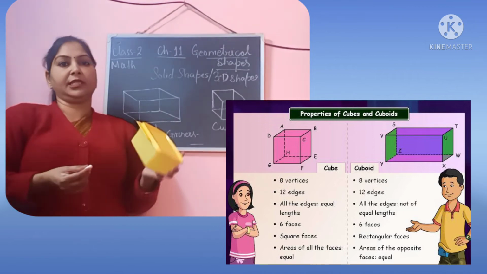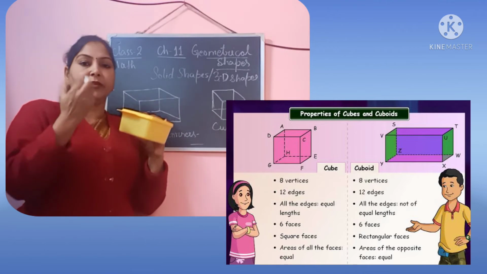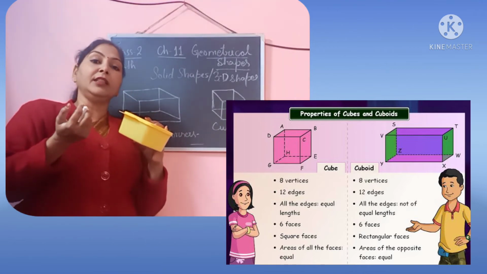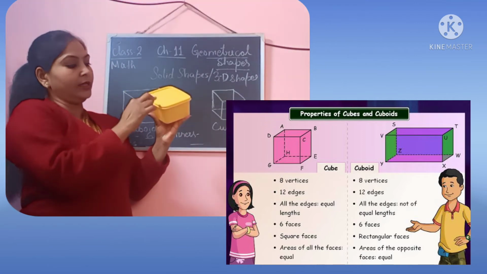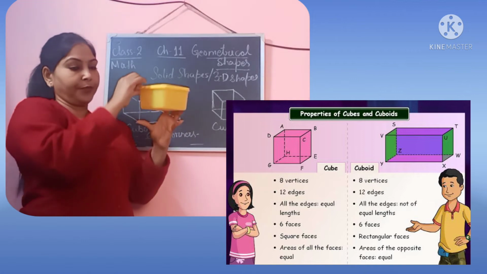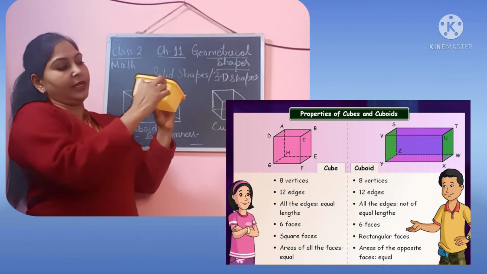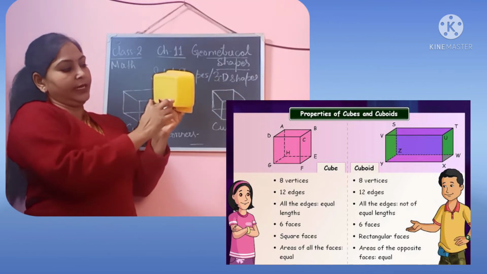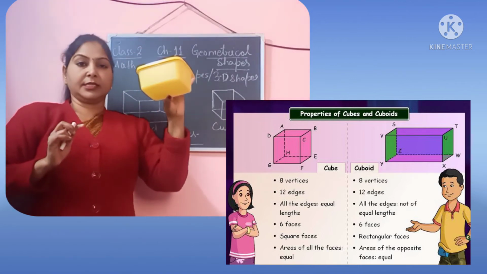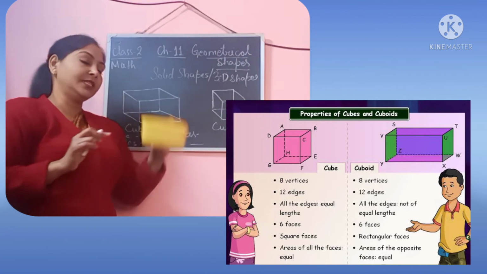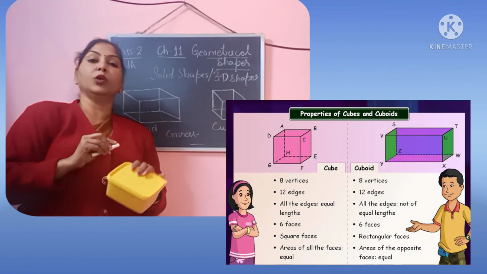Then we come to the sides. How many sides does a cuboid have? In a rectangle how many sides are there? In a rectangle there are 4 sides. Look here. In this also 1, 2, 3, 4. Done? Okay. 5, 6, 7, 8, 9, 10, 11, 12. So altogether how many sides are there? In this cuboid there are 12 sides, 12 edges.